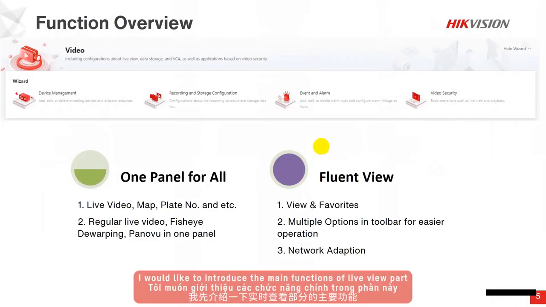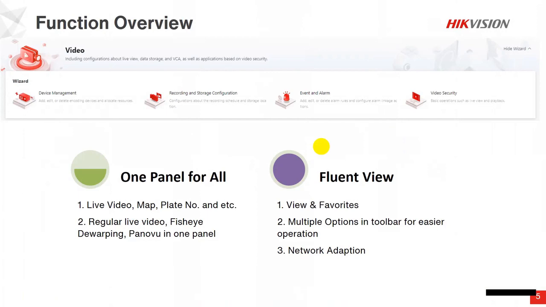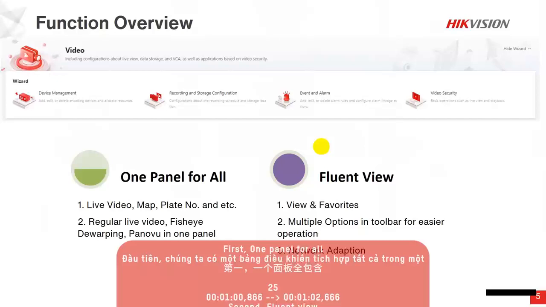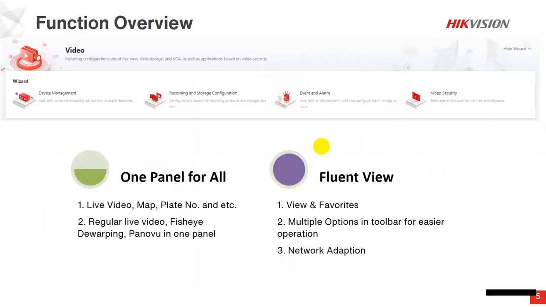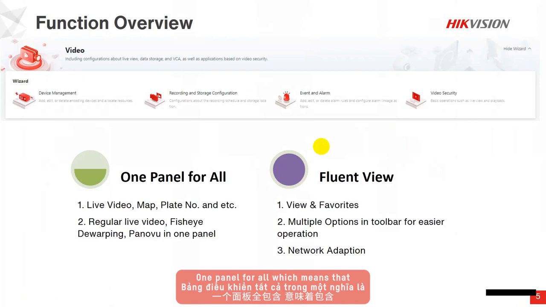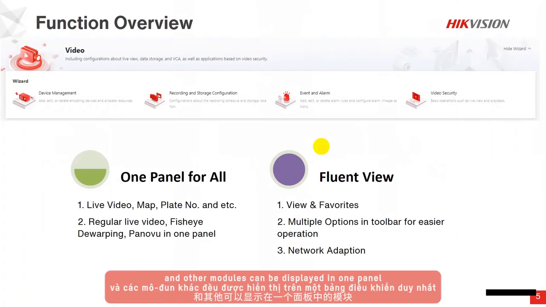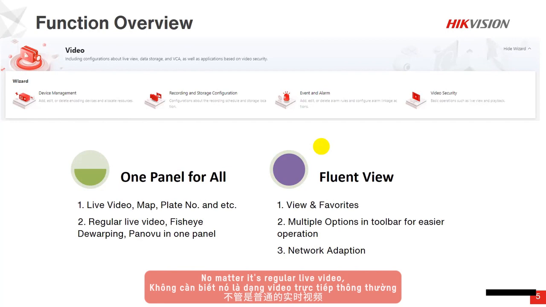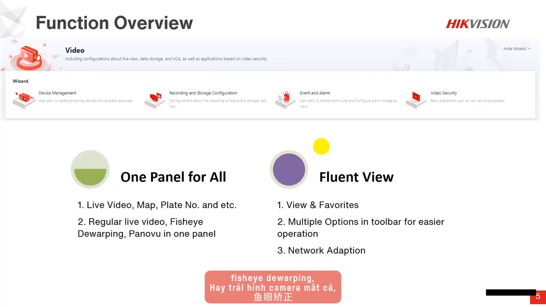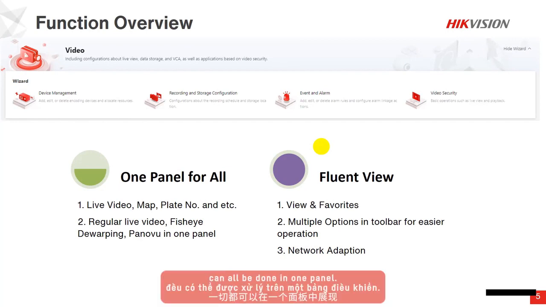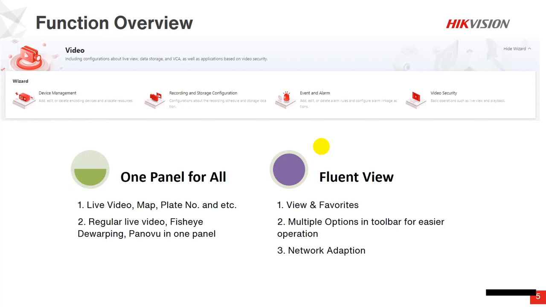Before we start, I would like to introduce the main functions of the live view part. The highlights. First, one panel for all, which means that the live video of the cameras, the map, the plate number, and other modules can be displayed in one panel. No matter whether it's regular live video, fisheye dewarping, or PTZ controls, they can all be done in one panel.